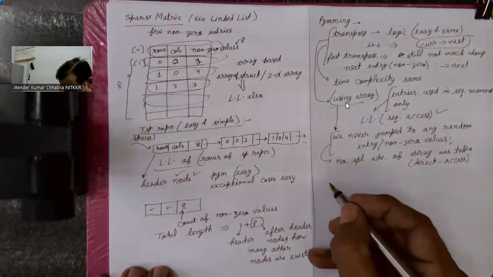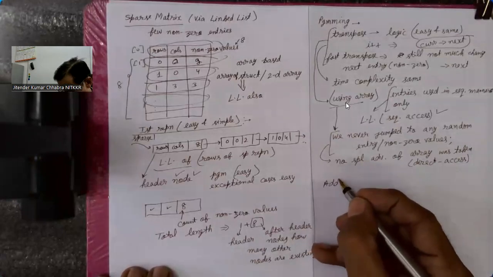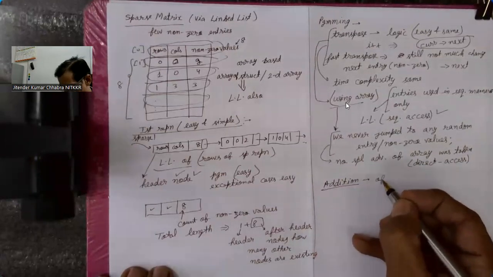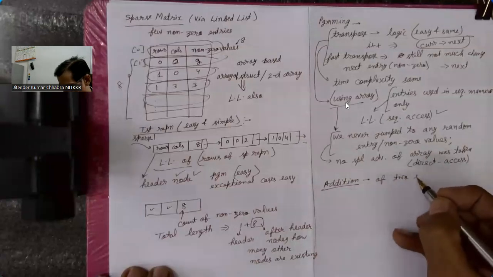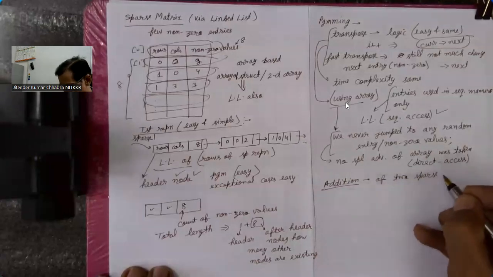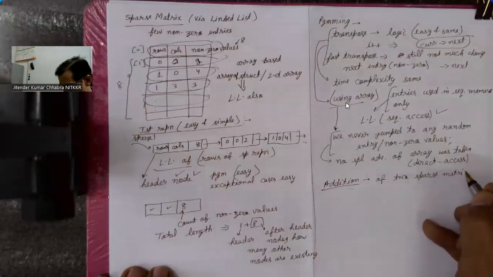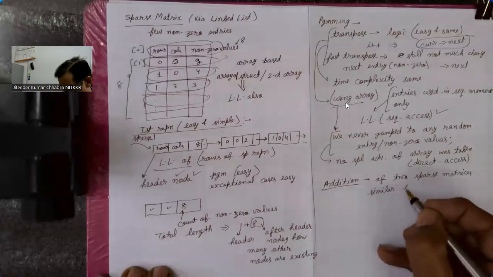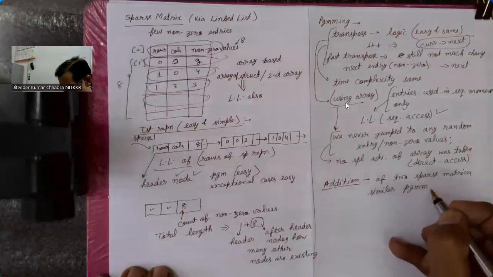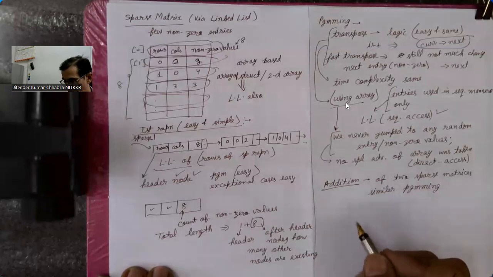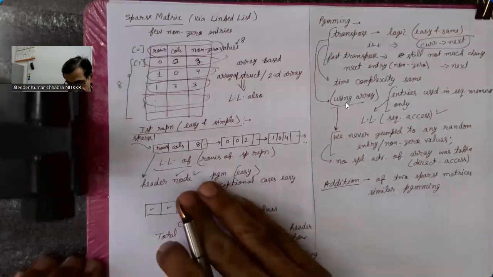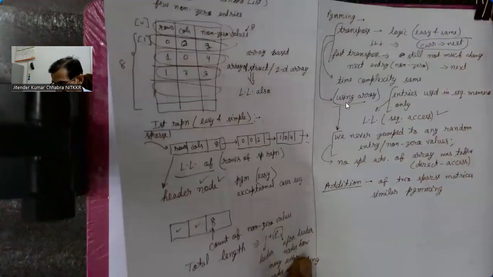Not only that, even for your addition logic, addition of two sparse matrices, again you can have things in a similar manner. Not much change needed. Almost similar logic and similar programming will be needed. Effectively, it will become even easier because the header node will be present.